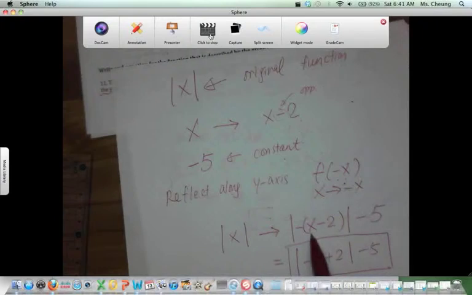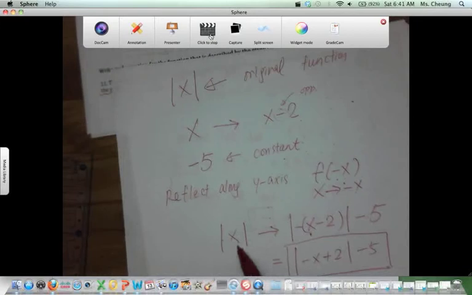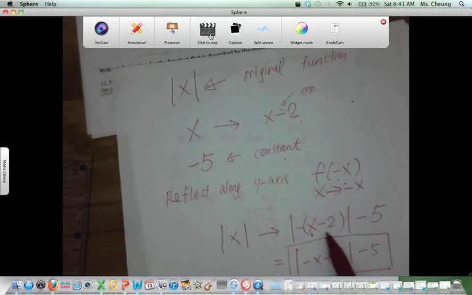So by looking at this, you can ask yourself about the original function, the original absolute value of x: it becomes moving to the right by 2, and it's reflected along the y-axis, and you're moving down by 5.